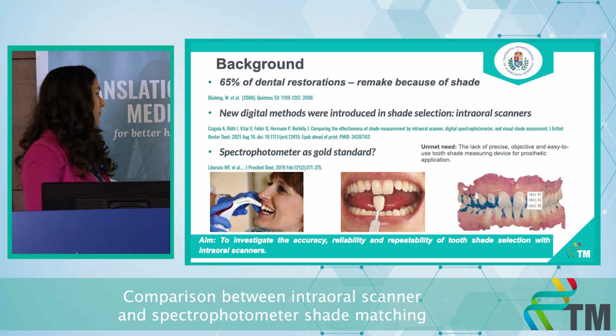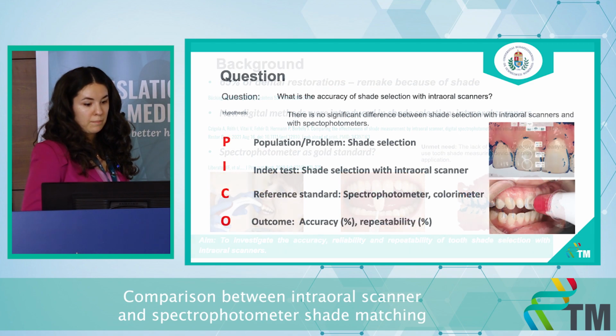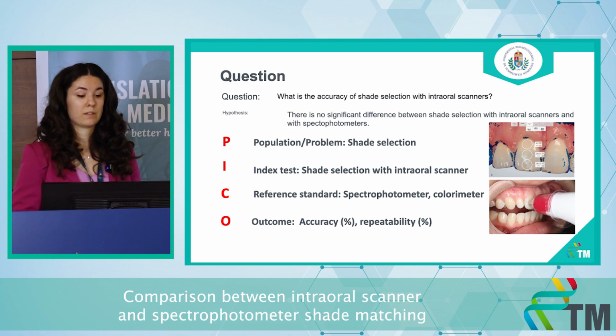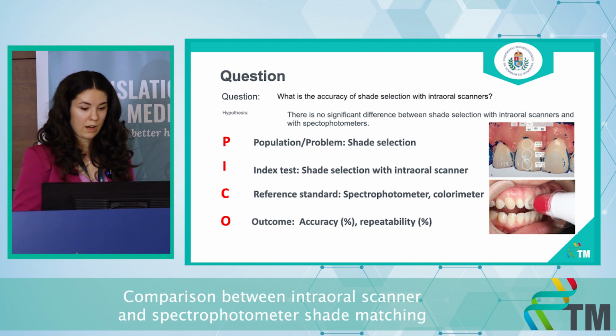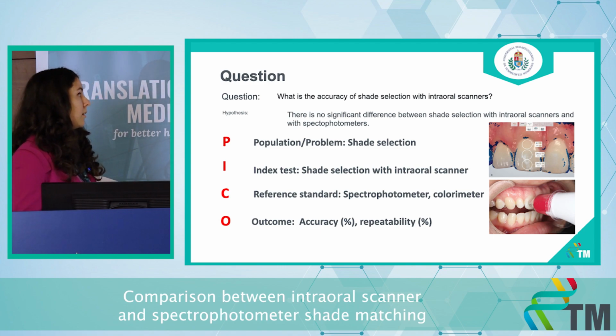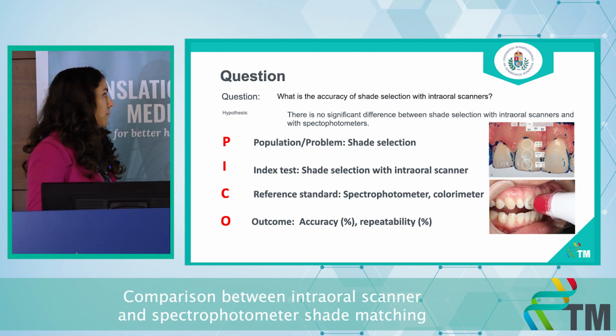For example, spectrophotometers, which can be said to be the gold standard as an objective method. And also now the intraoral scanners, some of them are available for shade selection. And that is why our question was to investigate the accuracy of shade selection with the IOS, where our null hypothesis was that no significant difference exists between the shade selection with the IOS and with the spectrophotometers. In the outcome part, accuracy was measured in percentages, matching percentages, and the repeatability.